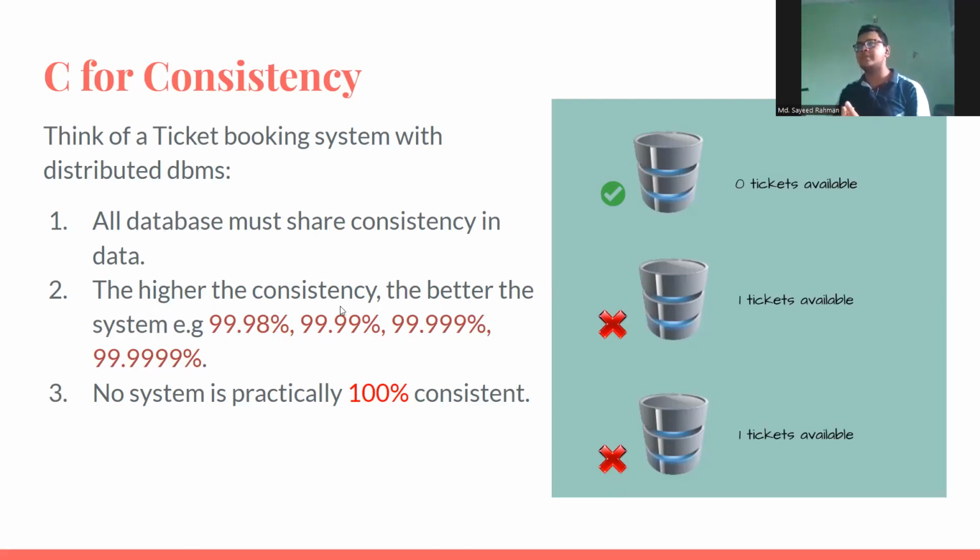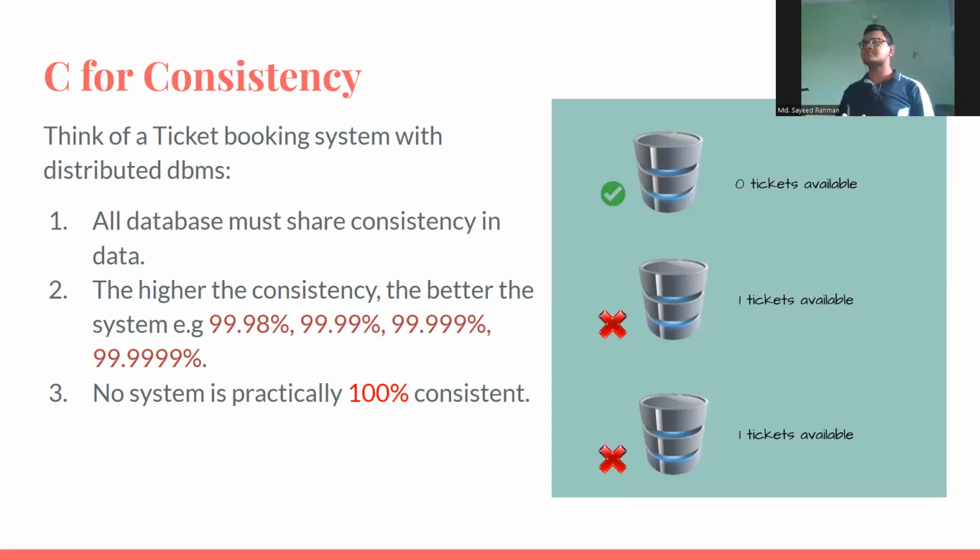For example, if you look at the cloud databases like Azure and AWS, you will see they are telling that our database is 99.98% consistent, or we provide 99.9999% consistency. But you will never see any cloud database provider saying that our database is 100% consistent, because this is practically impossible.